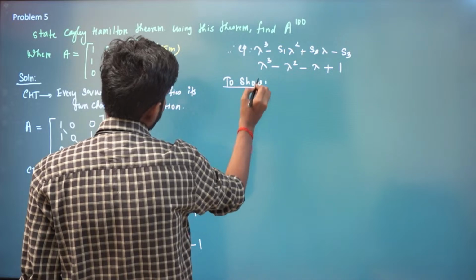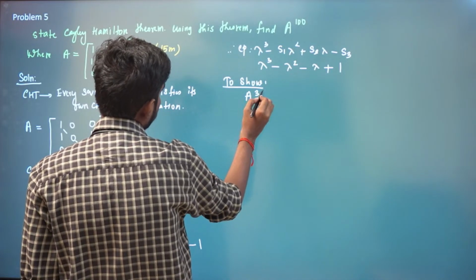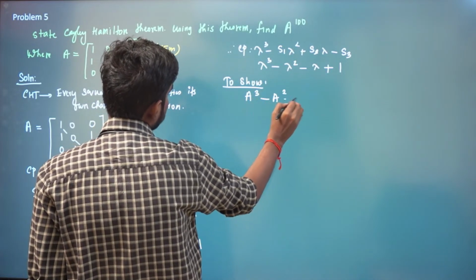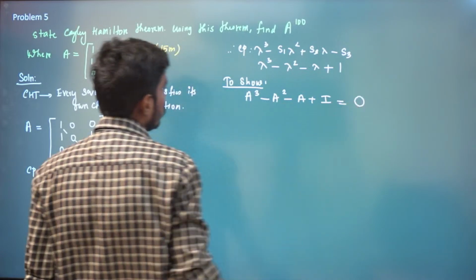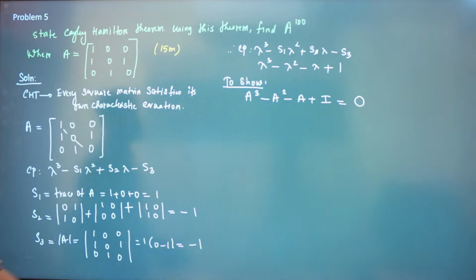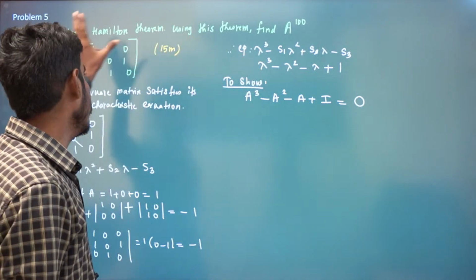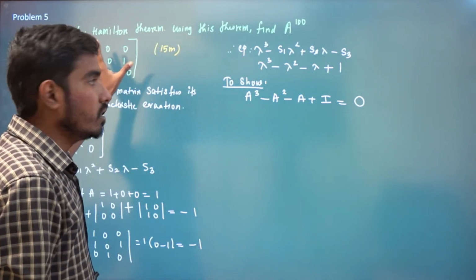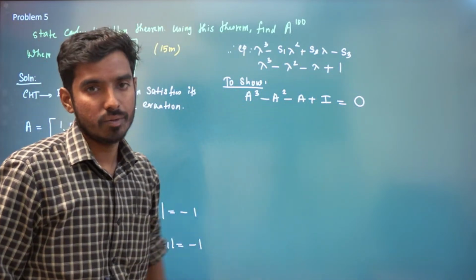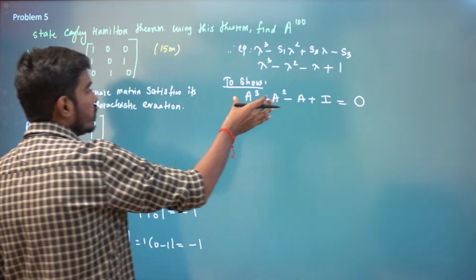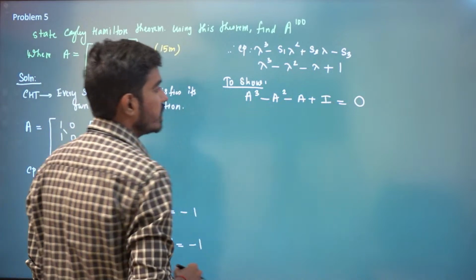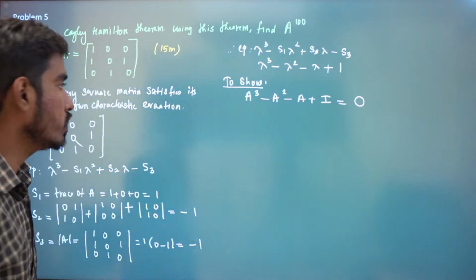Okay. Now we need to show that every square matrix satisfies its own characteristic equation. That is, if you put lambda equal to A, A cube minus A square minus A plus I, we need to show it is equal to 0. It means this equation is satisfied by this matrix. Satisfied means if you substitute it, it will be equal to 0, right? Now we will find A cube minus A square minus A plus I and show it is equal to a zero matrix.